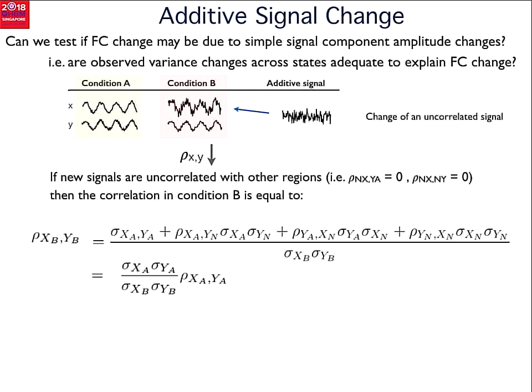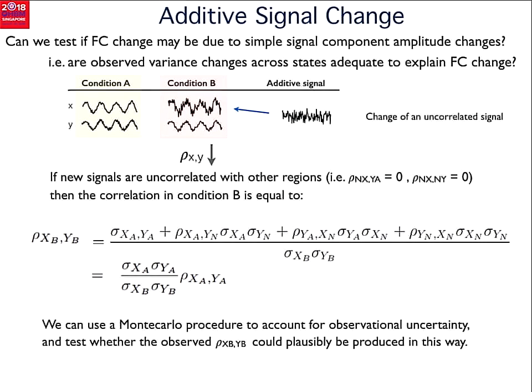In this scenario, with that constraint, we can actually estimate, given the initial correlation and the changes in variance we see, what we'd expect the correlation in the second condition between the two regions to be exactly. It would be basically the initial correlation scaled by the ratio of the changes in variance. So we can turn that into a test. Does the observed correlation correspond to what we might expect to see given an increase in measurement noise? And we can take into account observational uncertainty there.